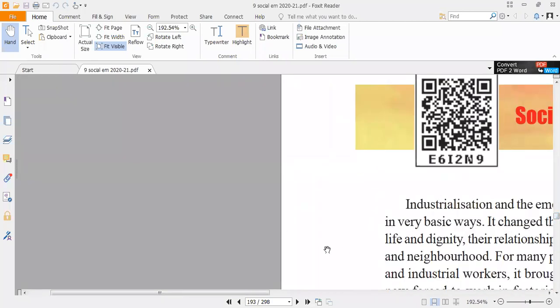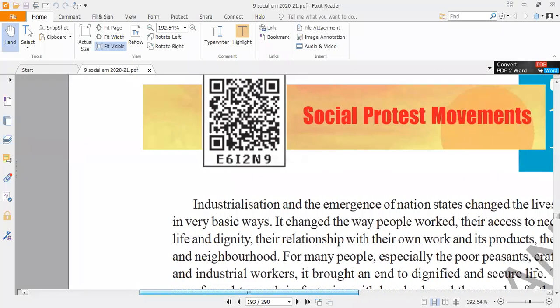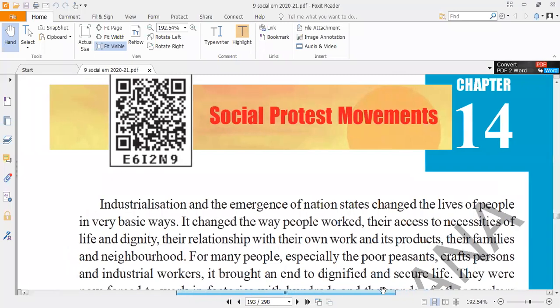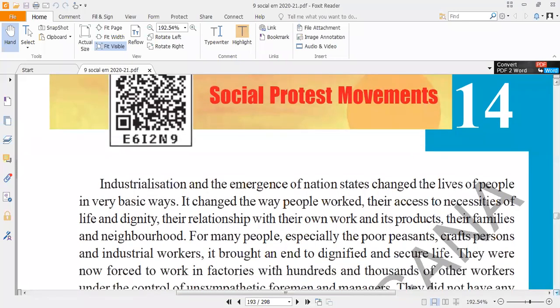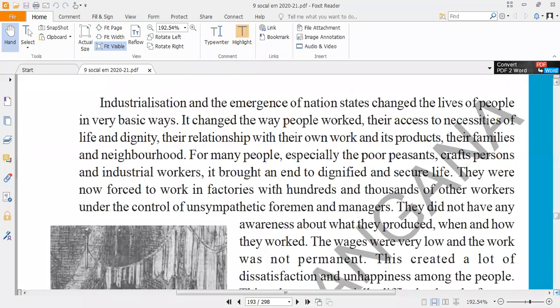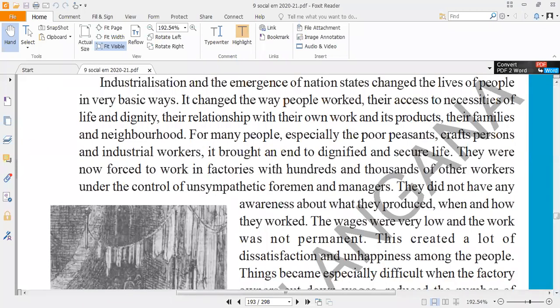I think you are having that textbook with you. If not, also no problem, just to see what is there. And after completing the class, you are supposed to read it. As you all have a cell phone, there is also a QR code that you can scan, and you can understand the lesson in a better manner.